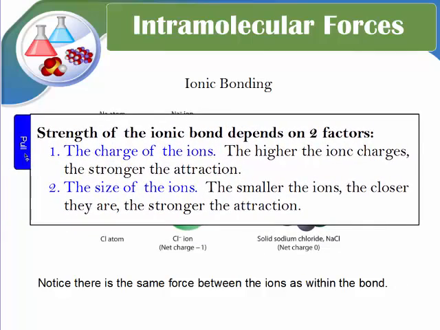The strength of an ionic bond depends on two things: the charge on the ions and the size of the ions. The higher the charge, the stronger the attraction. And the smaller the ions, the closer they're able to get to each other, making it a stronger attraction. So the higher the charge and the smaller the size.